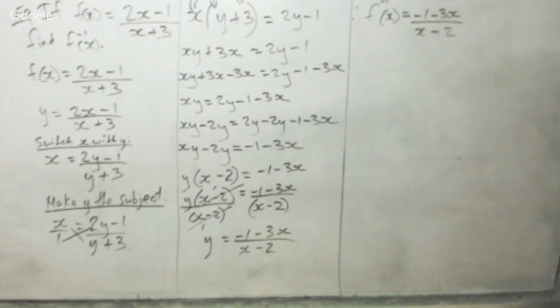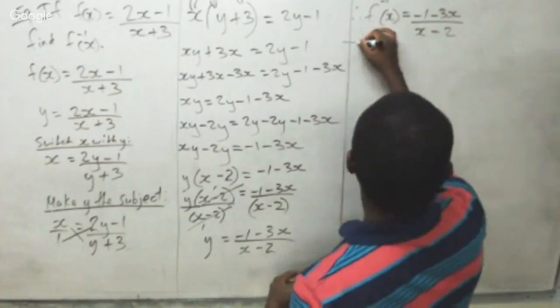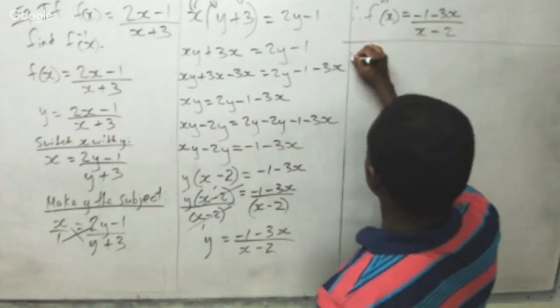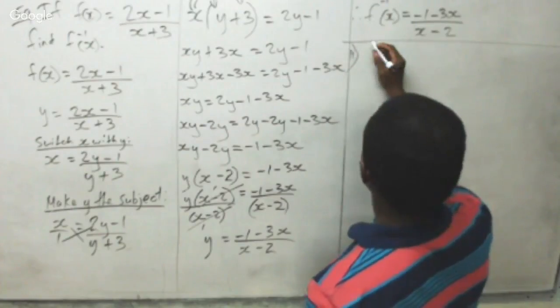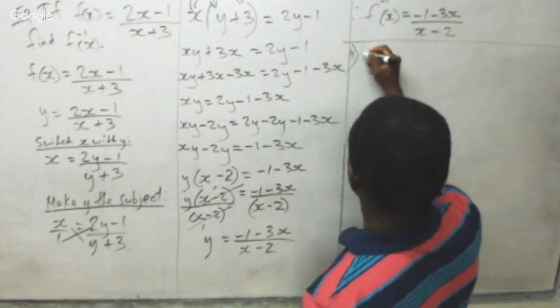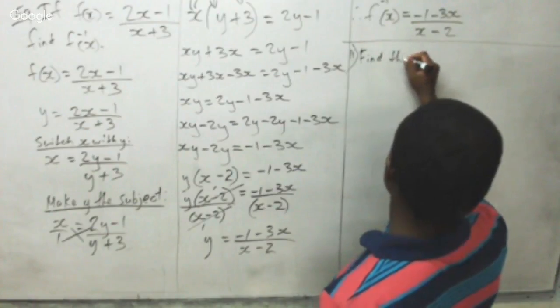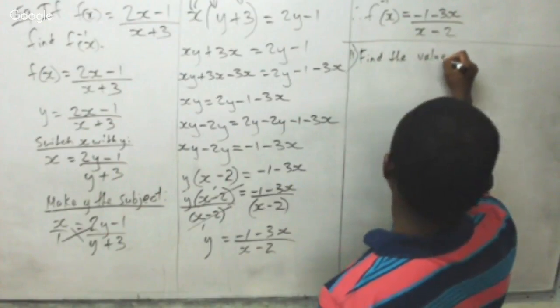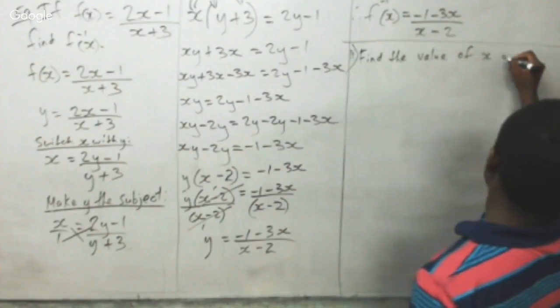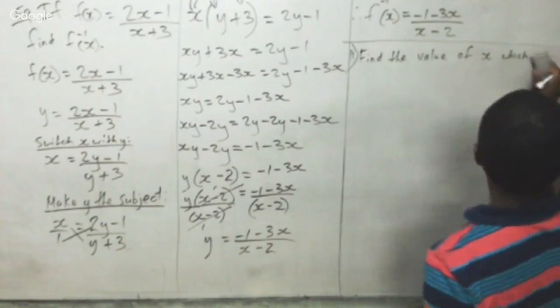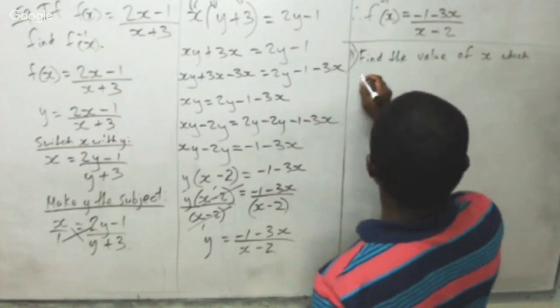The number 2 is a different thing. It's a new thing that I'm going to show you. So number 2 is asking you now to find the value of x that makes f of x undefined.